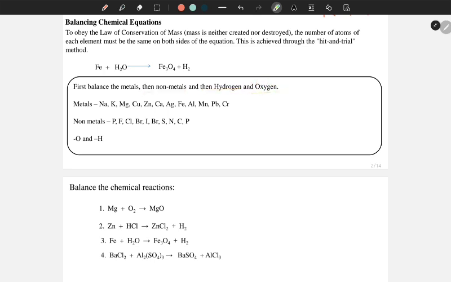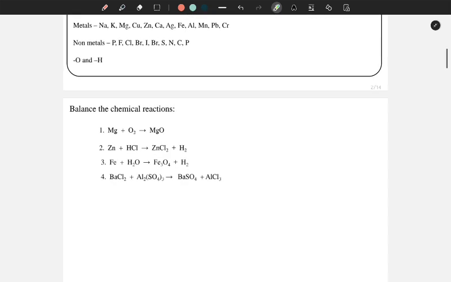So first we have to balance the metal. Metals like sodium, potassium, magnesium, calcium, copper, like that we have to balance the metals first. After that we have to balance the non-metals, and then oxygen and then hydrogen. So here I am taking some examples. This is an unbalanced equation, so we have to balance it.